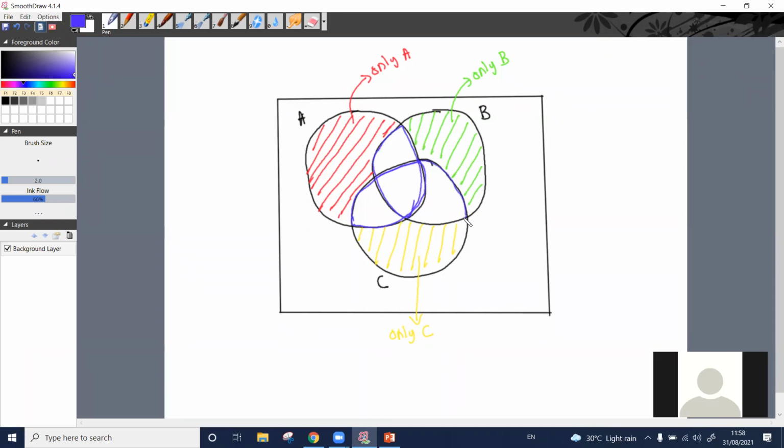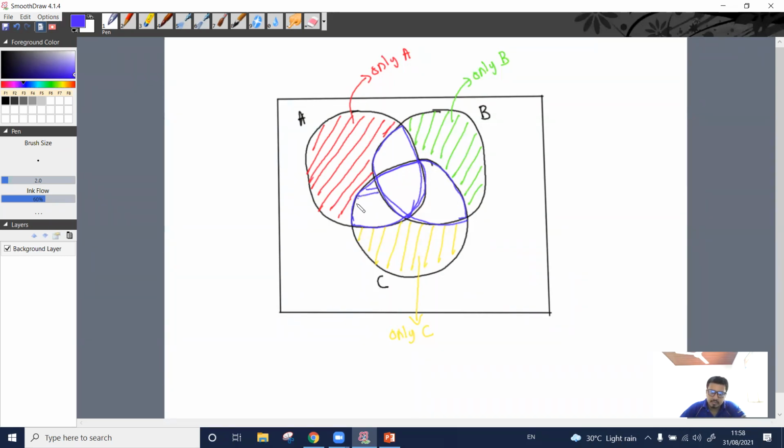Then what about this? B and C. Yes, area belongs to B and C. Right? Area belongs to B and C. So if we say A and B, it is this part. Sorry, if we say A and C, it is this. If we say A and B, it means this particular area. If it is B and C, that means this particular area. So what about this part then?